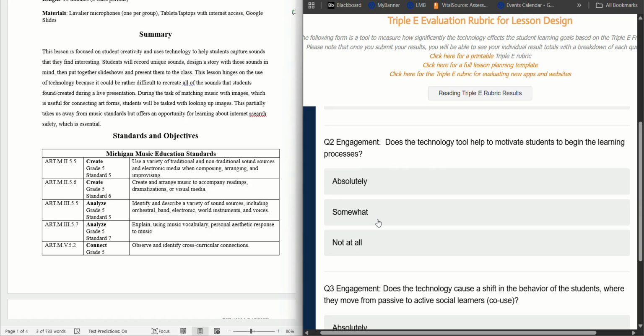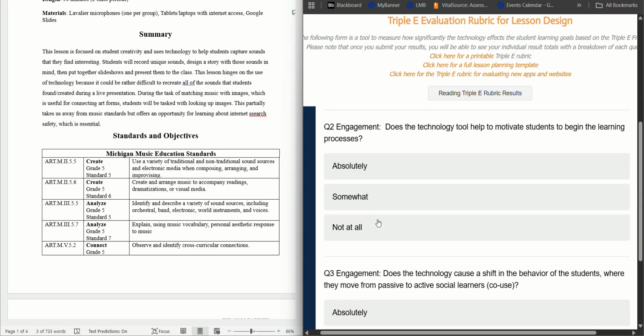The question two regarding engagement, does the technology tool help motivate students to begin the learning process? I would say absolutely, because having these interesting devices, these handheld microphones, can help students really focus on the sounds they hear around them or the sounds that they are able to make themselves.